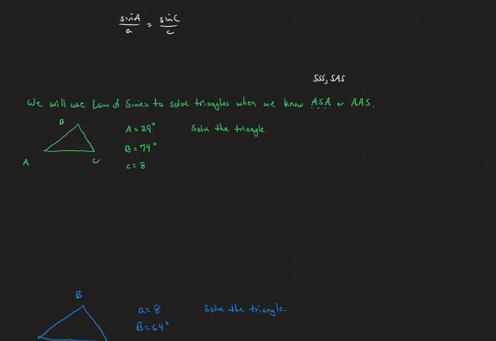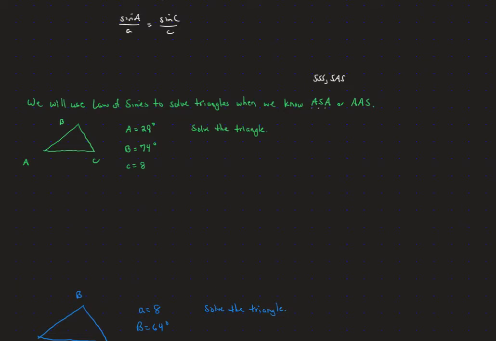Now, it turns out that the pieces work out well in angle, side, angle, and angle, angle, side, so that we can use law of sines, as you'll see. When we get different information, like side, side, angle, it just isn't enough for us to get proportions that we can solve. And so law of sines won't work, and we'll have to learn the law of cosines to deal with those.